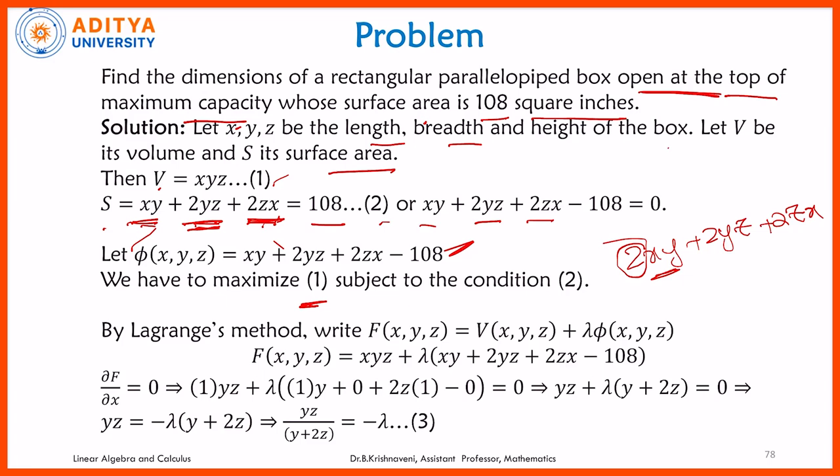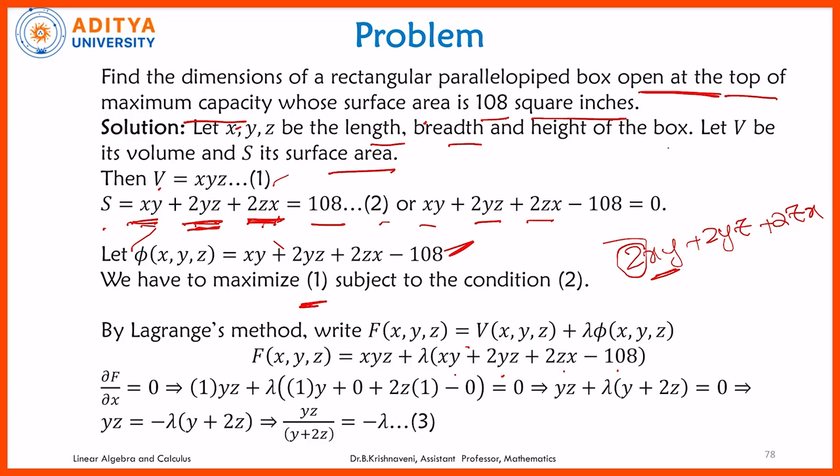Capital F of xyz is equal to the function V of xyz plus lambda times the condition phi of xyz. So capital F is equal to xyz plus lambda into (xy plus 2yz plus 2zx minus 108).